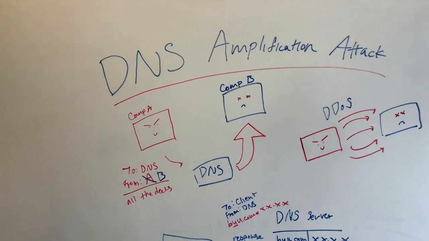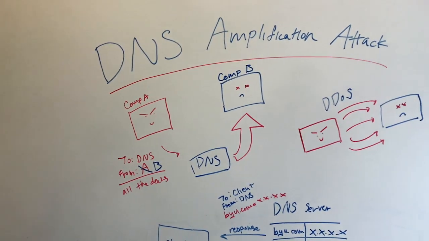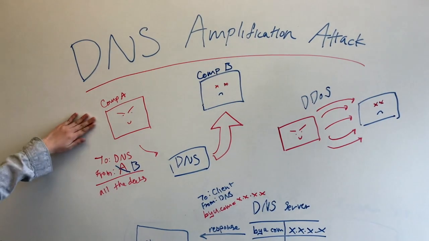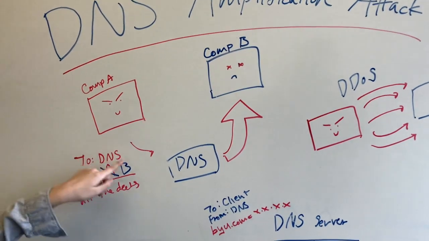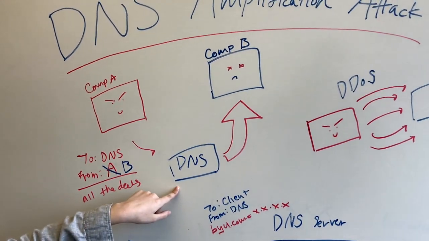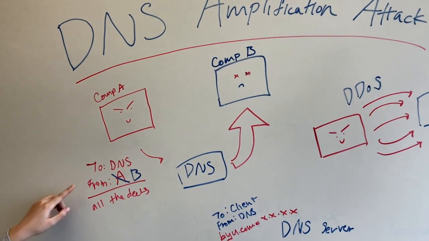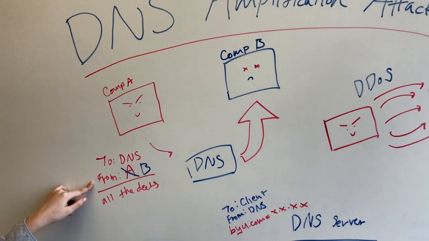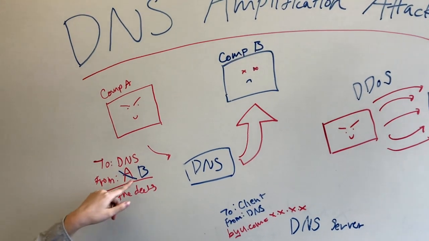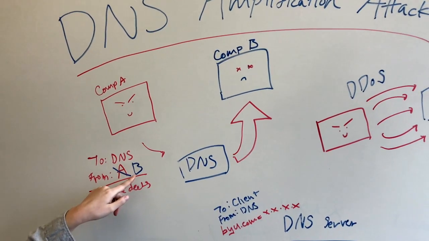So the way a DNS amplification attack incorporates both of these elements is first you've got your attacker over here and your victim. What the attacker does is send a request over to a DNS server, and instead of putting its own return address on the request, it spoofs it and puts the victim's address instead.